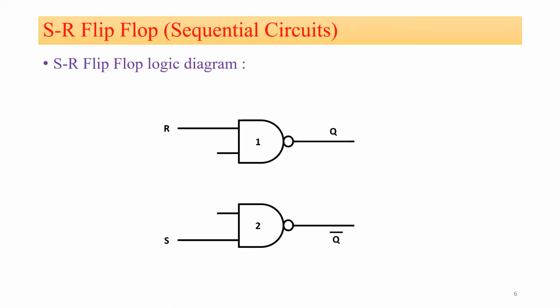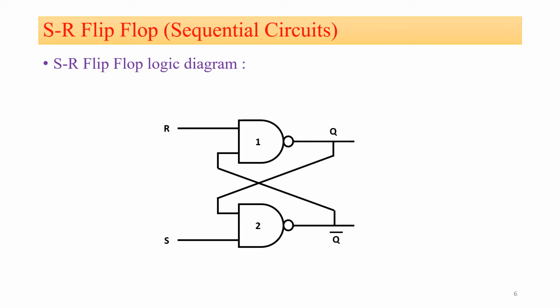Now let's see the logic diagram of the SR flip-flop using NAND gates only. Here two NAND gates are used, NAND gate 1 and NAND gate 2. One input to NAND gate 1 is R, and one input to NAND gate 2 is S. The output of NAND gate 1 is Q, and the output of NAND gate 2 is Q bar. The output of the second NAND gate is connected to one input of the first NAND gate. Similarly, the output of the first NAND gate is connected to one input of the second NAND gate.